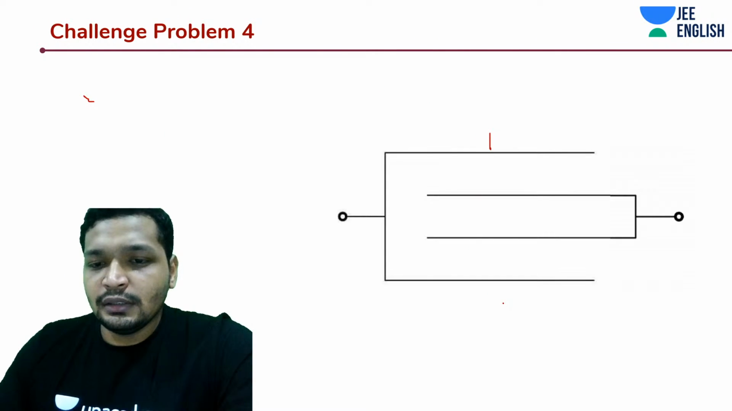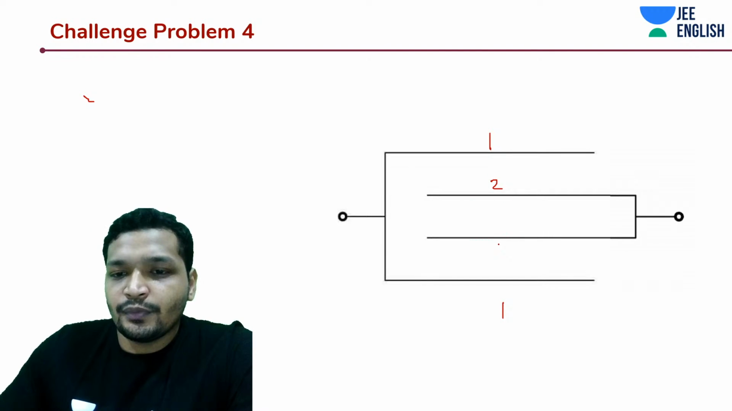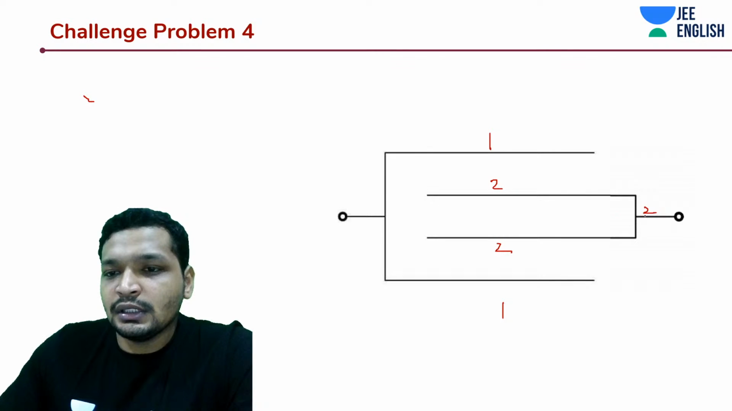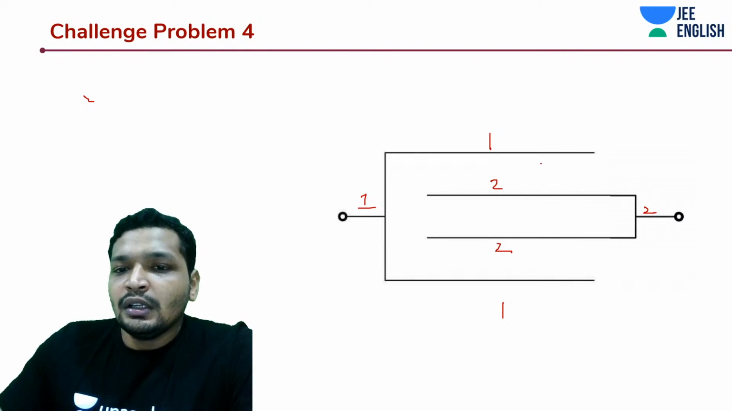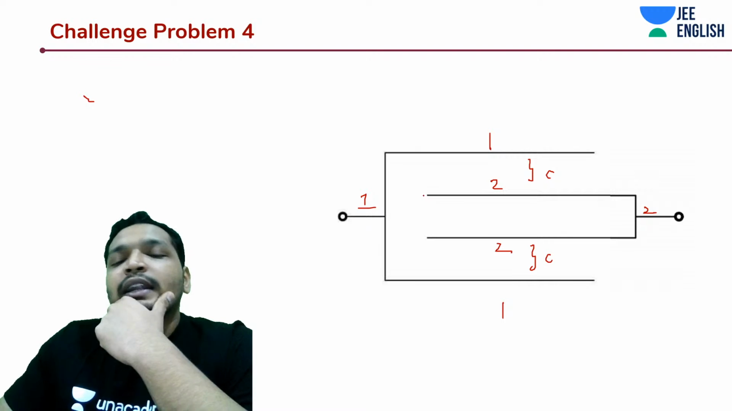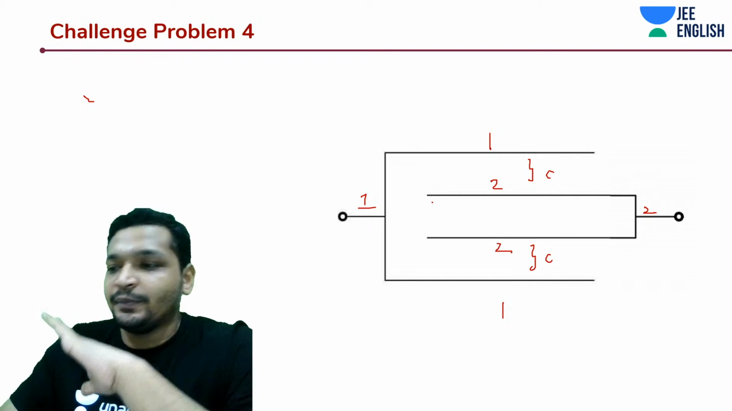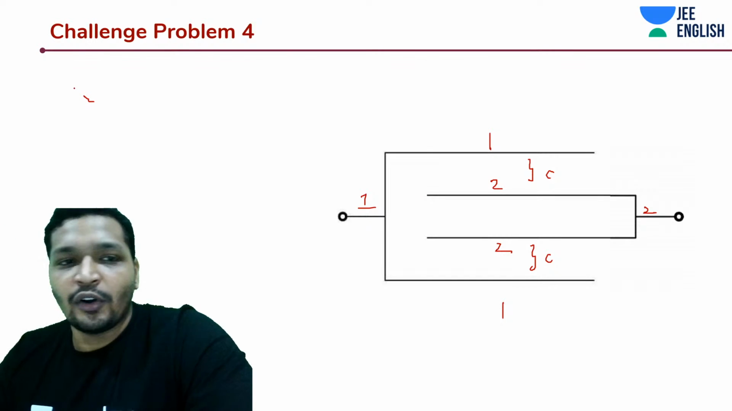It's 1. This is 2. Right? This is 2 means this is also 2. This is 1 means this is also 1. And there is a C and there is a C. But is this in series or parallel? How do I identify that? Draw the diagram. Draw the diagram as simple.